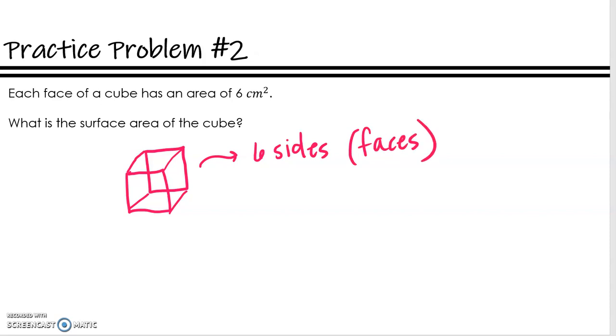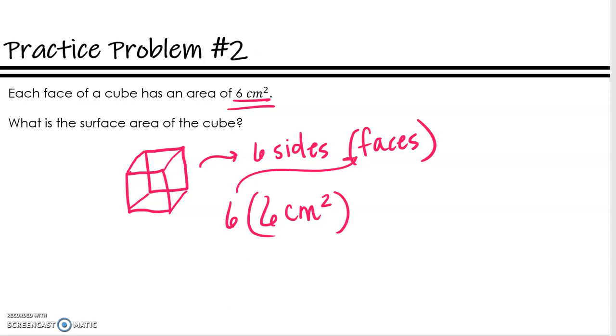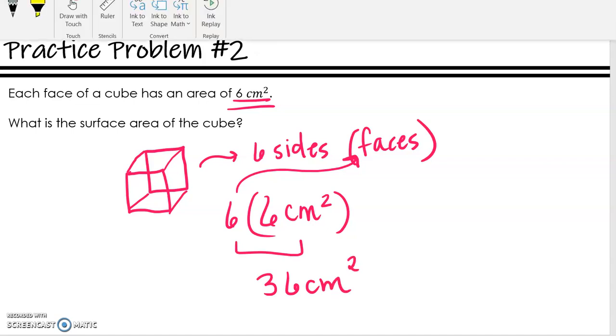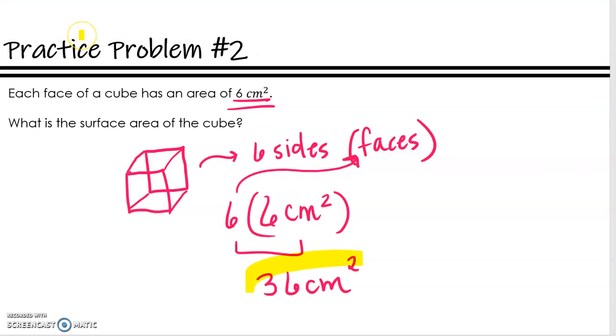If each of those has an area of 6, we're going to take the 6 centimeters squared and multiply it by 6 because of our 6 faces. So 6 times 6 is 36, and we're going to add in our units. My final answer is 36 centimeters squared.